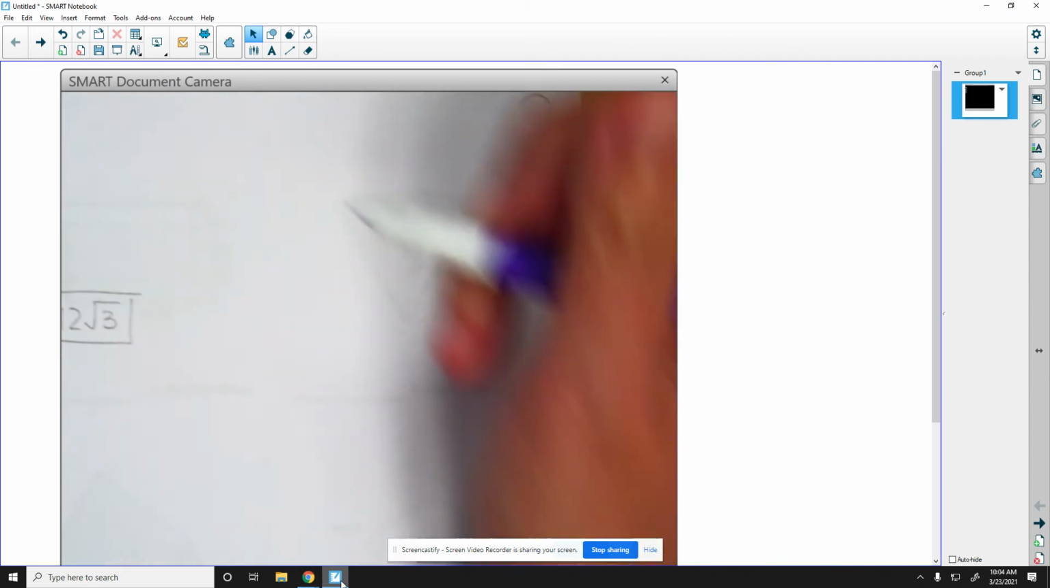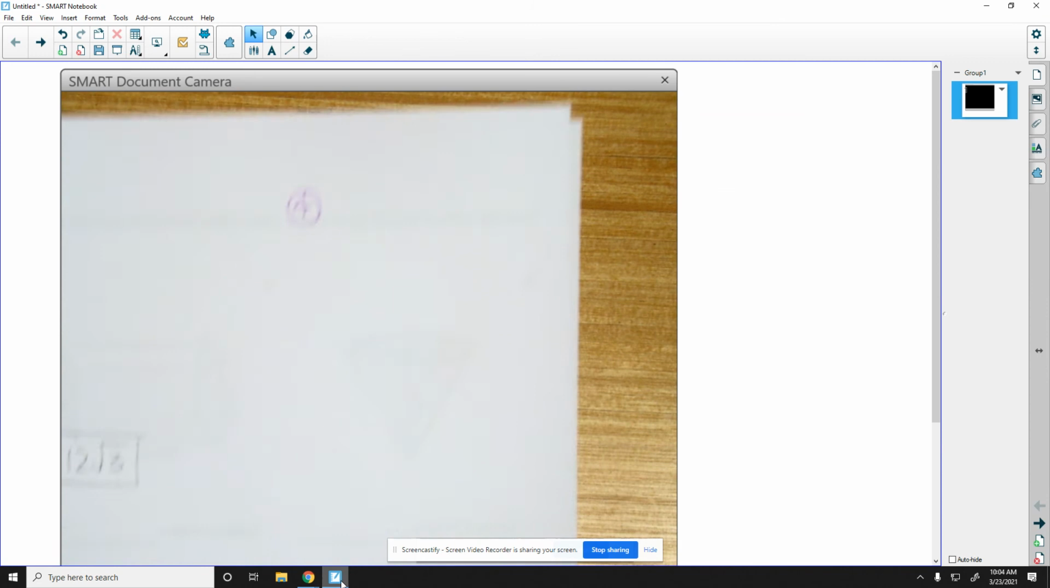So if you need more paper, go grab more paper. If you want to use the back, please use the back. If you want to use the side, if you have room, please use the side, whatever you need.